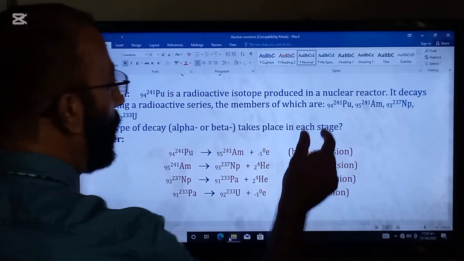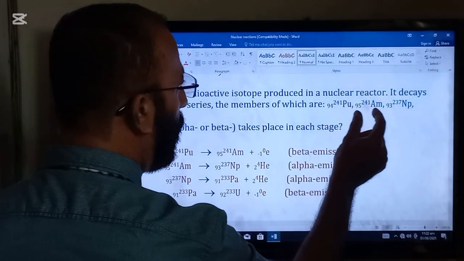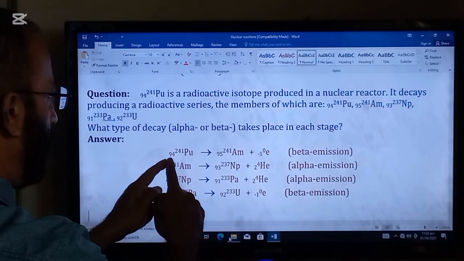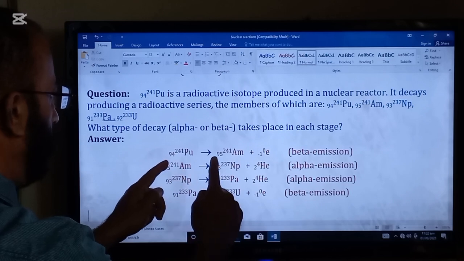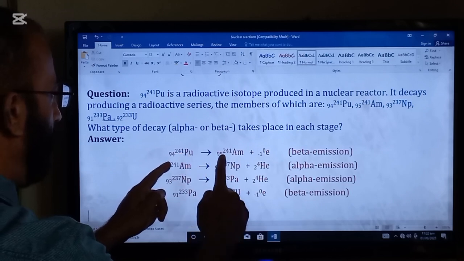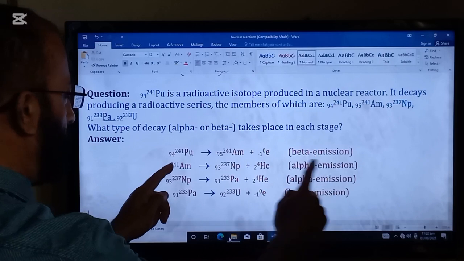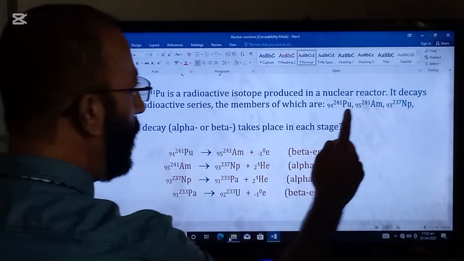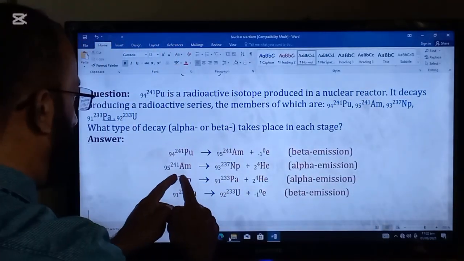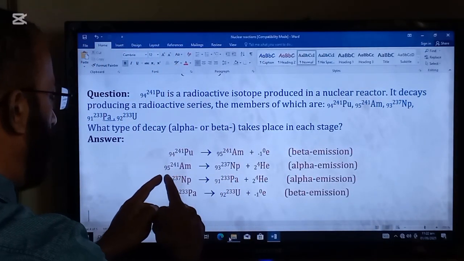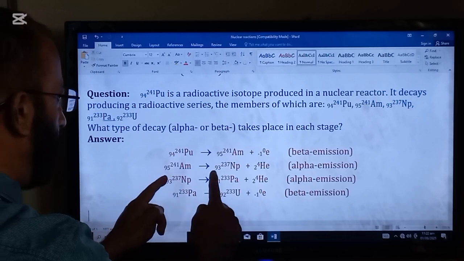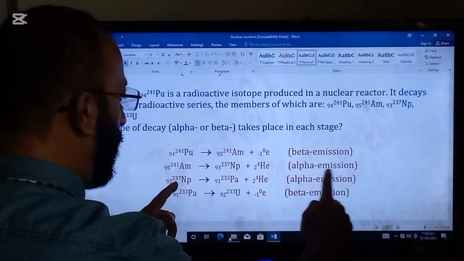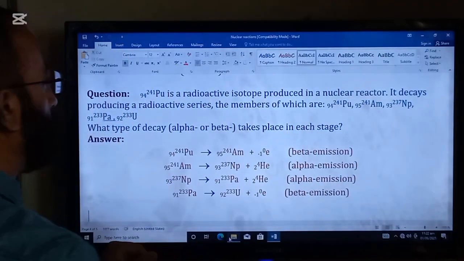Okay, when this undergoes decay to form this, look, from this to this, the proton number is increased by 1 and nucleon number remains same, so it means this is beta emission. So beta particle will be emitted here. When from this to this, if you look carefully, the proton number is decreased by 2 and the nucleon number is decreased by 4. So this is an alpha emission. So alpha particle will be emitted.